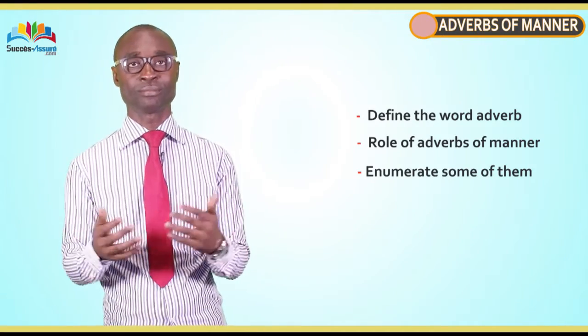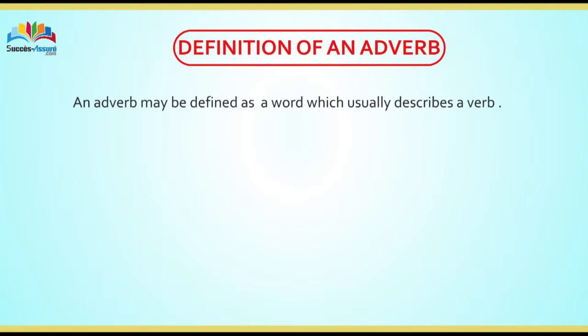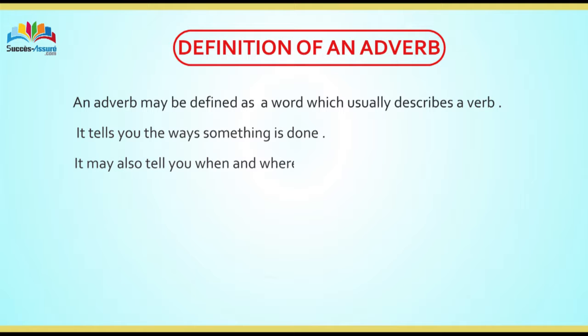What is an adverb? Let's give you a definition of an adverb. An adverb may be defined as a word which usually describes a verb. It tells you the way something is done. It may also tell you when and where something occurred.